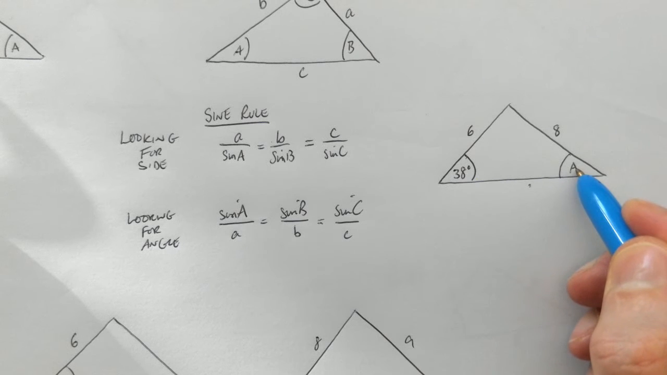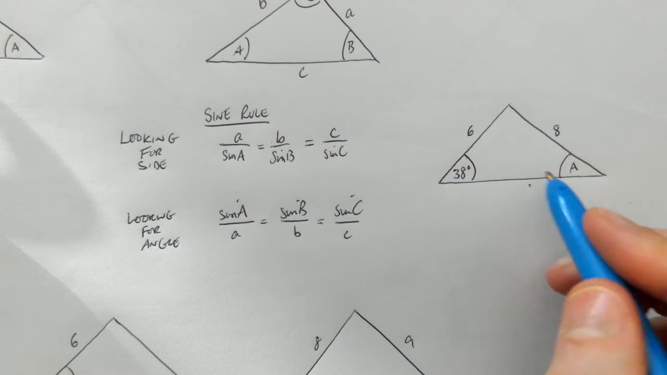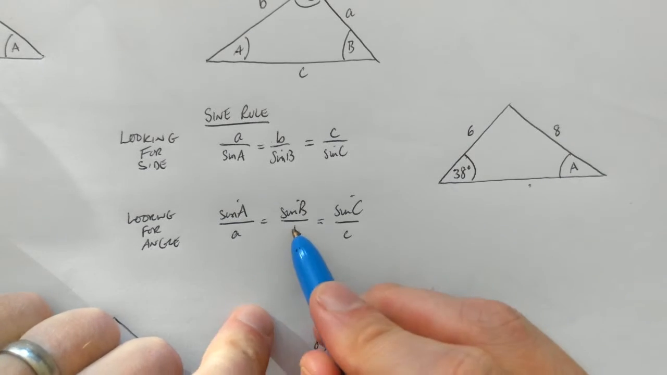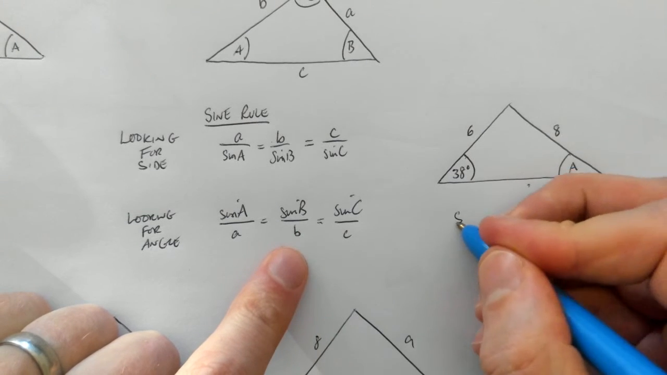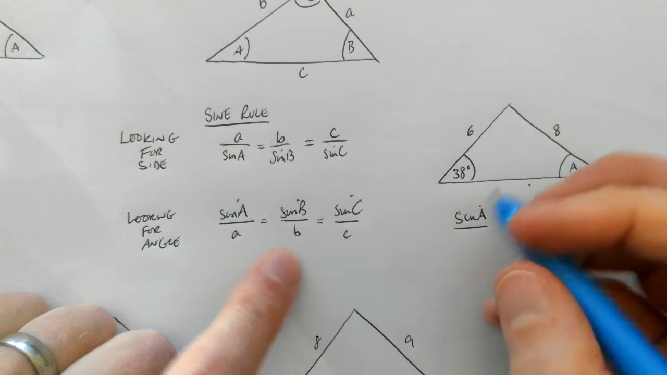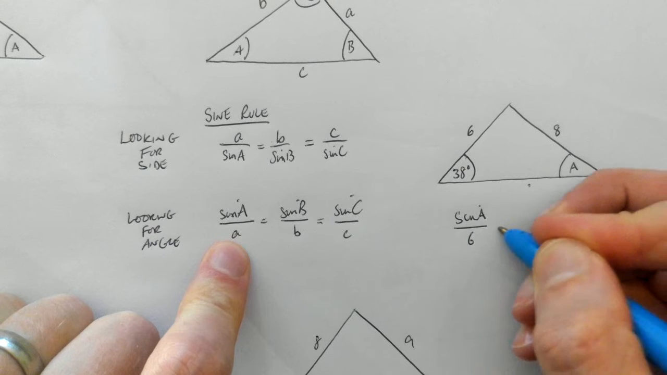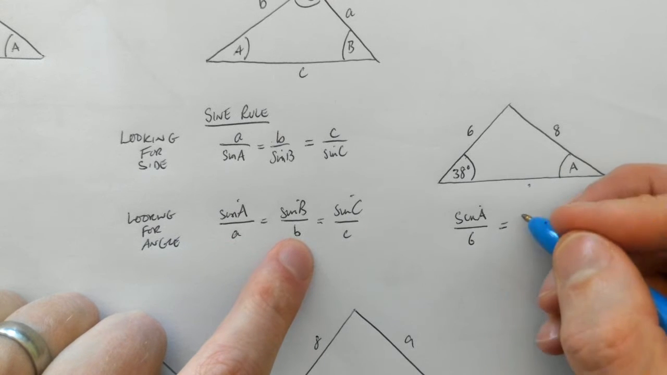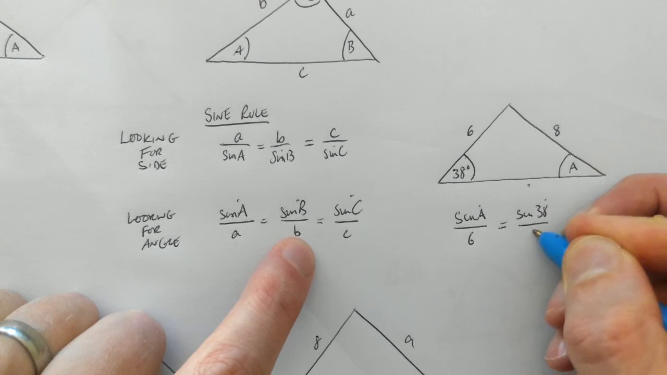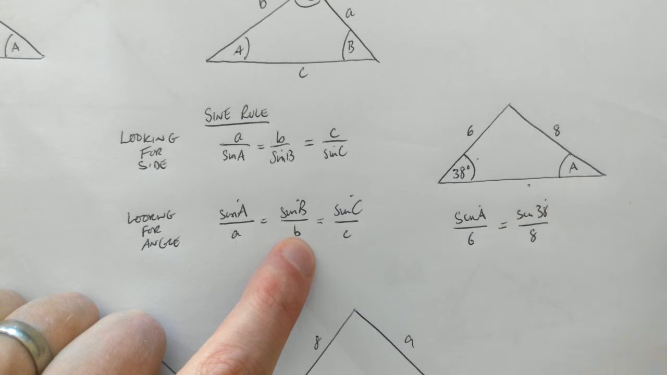I'm looking for the angle here. I've got 3 bits of information. I need to get the 4th one, right? So I'm going to use this one, the flipped over version. I'm going to write sine A, which is what I want, all over 6, the opposite side, is equal to sine 38 over 8, okay, the opposite side.